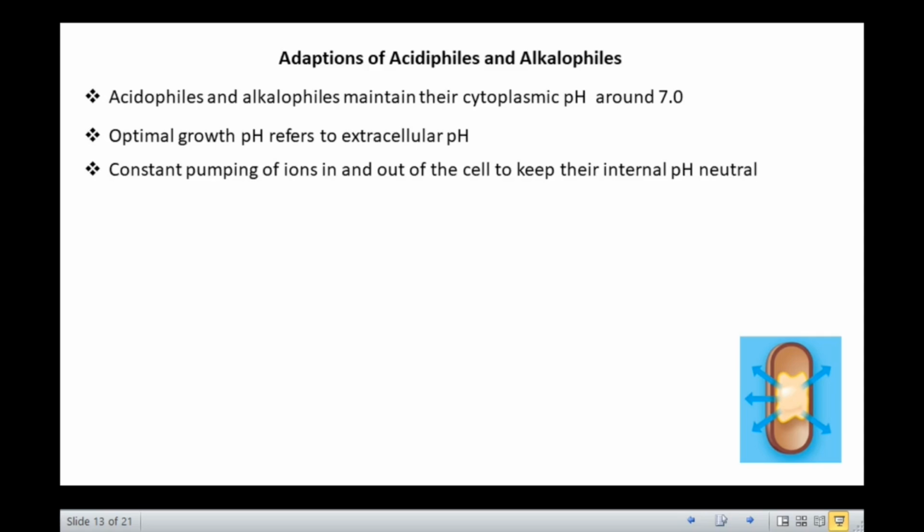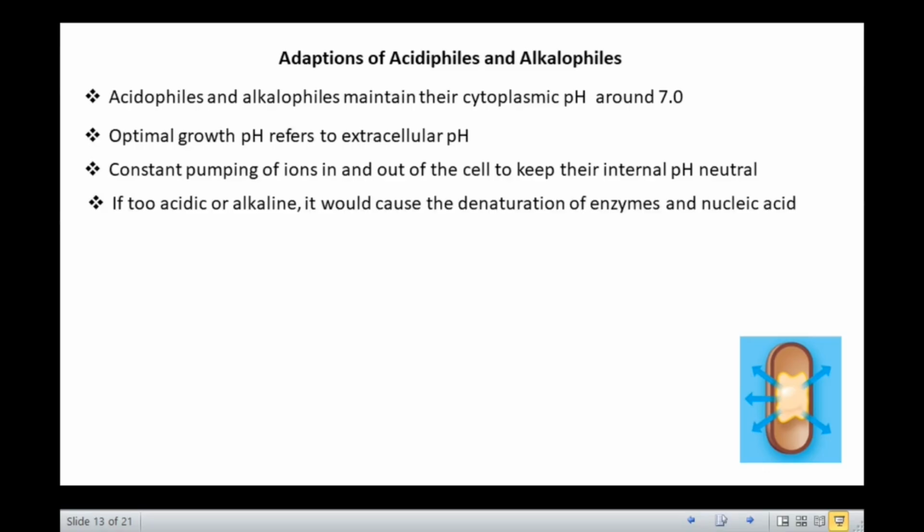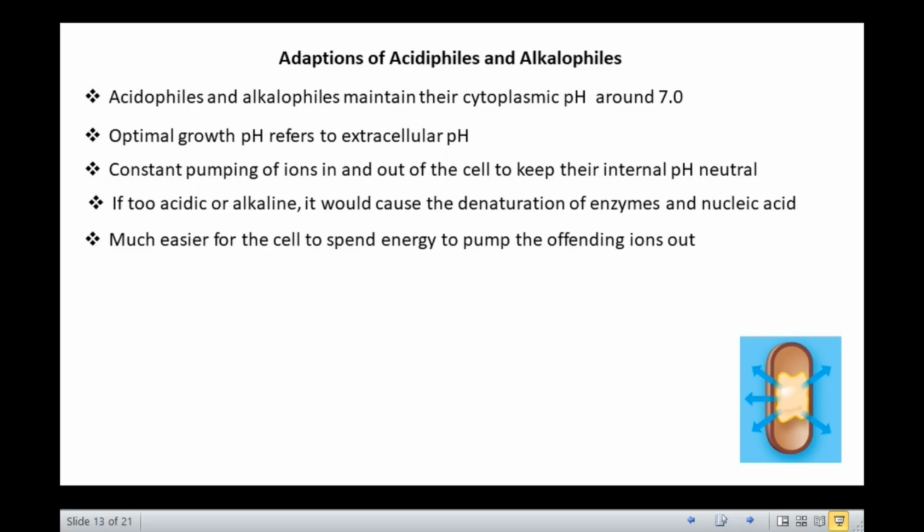At a molecular level, this makes sense. If the pH of the cytoplasm were allowed to be acidic or alkaline, it would cause the denaturation of enzymes and nucleic acids. Major changes would need to be made to every enzyme and to the structure of DNA for it to function in a very alkaline or acidic cytoplasm. It seems much easier for the cell to spend energy to pump the offending ions out.